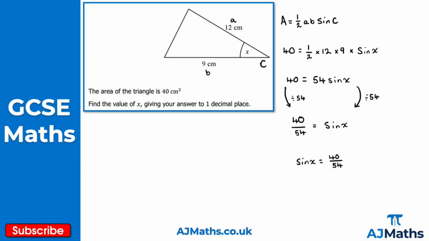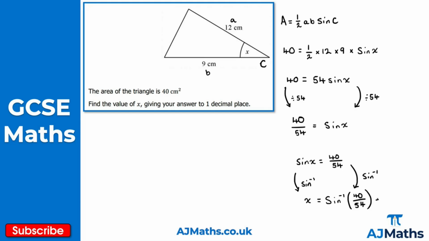So how do I get rid of the sine here? Well, we take sine inverse of both sides. Remember that's a sine, a little -1 above it like that. You'll find that on your calculator here. So if we take sine inverse here of sine X, that would just leave me with X on its own. And now we're taking sine inverse here of this fraction. That's 40 over 54.